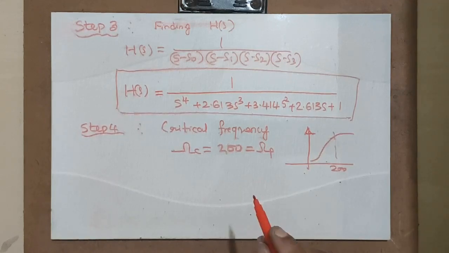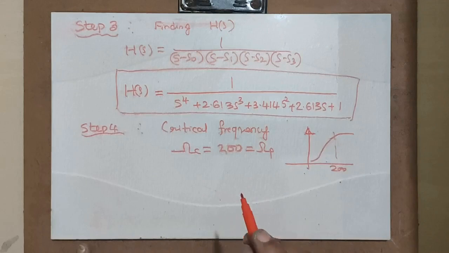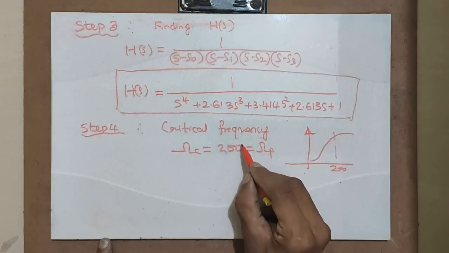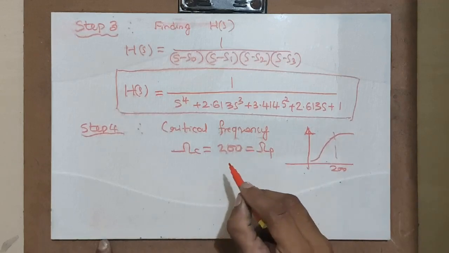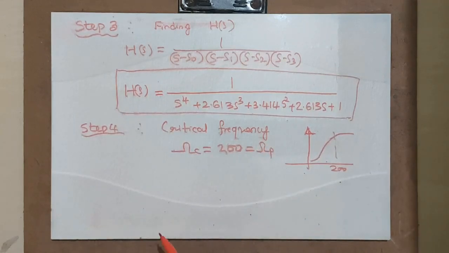Hence, if you are missing out the calculation, you take it as the passband edge frequency. Critical frequency is nothing but passband edge frequency. Here the passband edge frequency for the high pass filter is 200 radians per second. Let us take it as 200 radians per second.